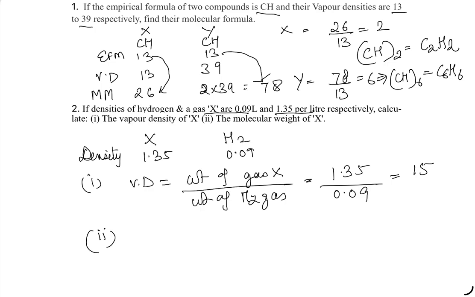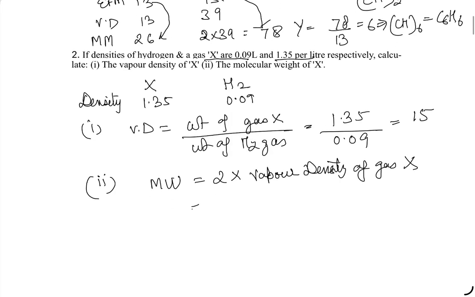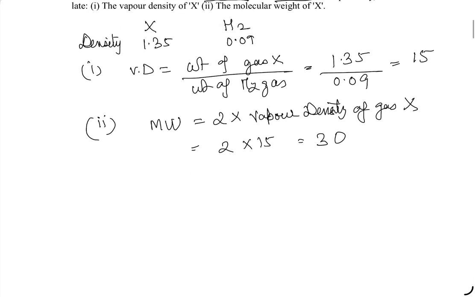Now the second part is the molecular weight. Molecular weight is 2 times the vapor density. So again you are going to write down the formula. Molecular weight of gas X will be equal to 2 times 15, which is 30. So my answer is 30. This is also a very easy question. It's a 2-marker question as there are 2 parts, and you will be able to solve it very easily.